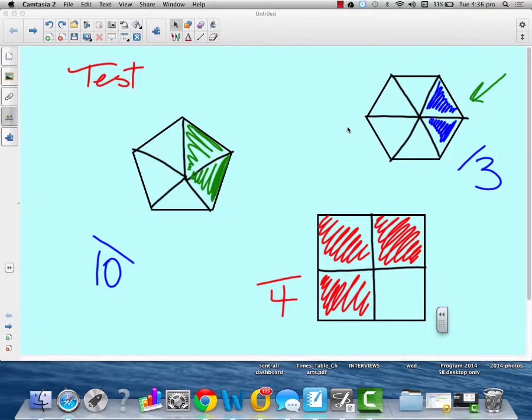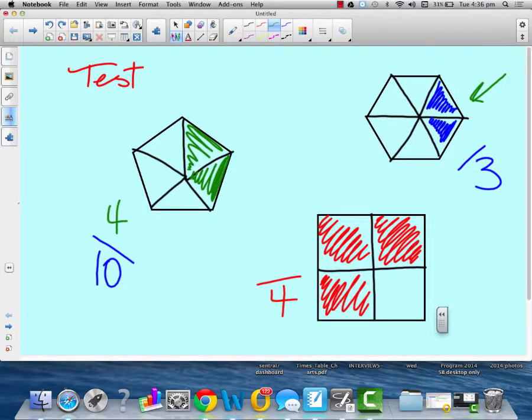Should have had a go, and be honest. If you said the answer for this first shape was 4/10, I hope you went, well look, there's 4/10. If you said the answer for this shape up the top here was 3 parts, that would be correct. And if you said the answer for this shape down the bottom here, 3/4. If you got all 3 of those, what about the circle up here?